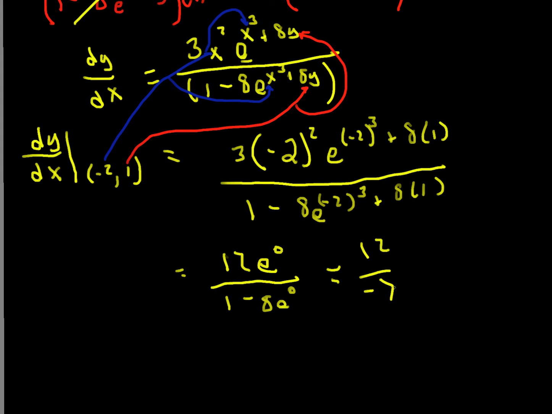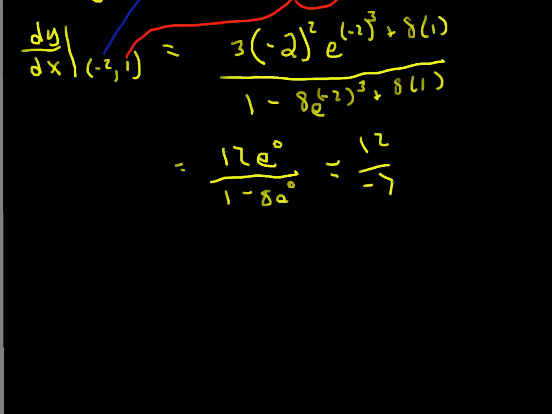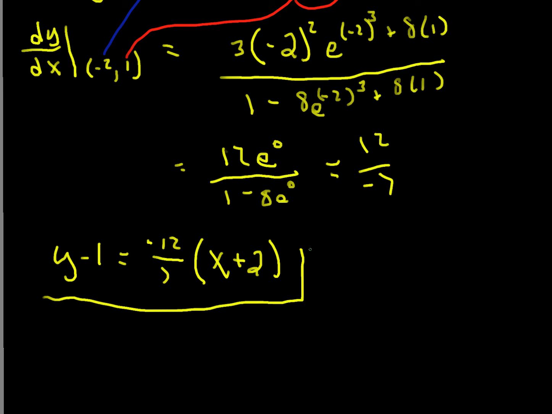So that's my slope, and the question was, what is the equation of the tangent line? So finally putting everything together, it is y minus y naught, in this case 1, is equal to slope, -12/7, times x minus x naught, which is -2, so it ends up being plus 2. And that's the equation of our tangent line to the curve of y equals e to the x cubed plus 8y at the point (-2, 1).